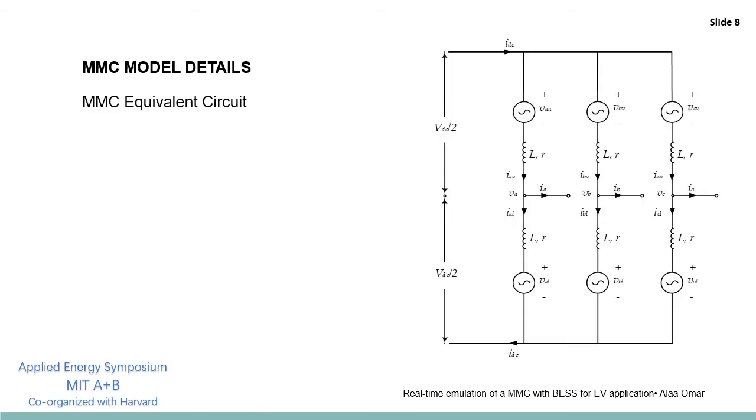Now, we have developed a battery model. The complete converter model will be calculated. So this is the equivalent circuit of a three-phase modular multi-level converter. And as an example, here we have VAU, which is the output voltage of the submodules that are connected in series in the upper arm of phase A. And this actually applies for all arm voltages.